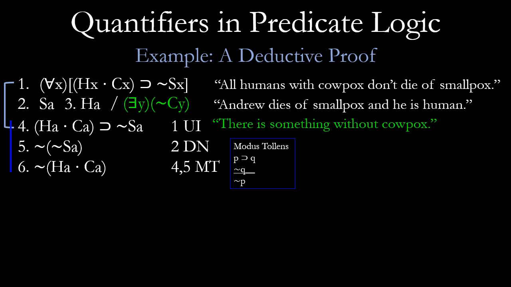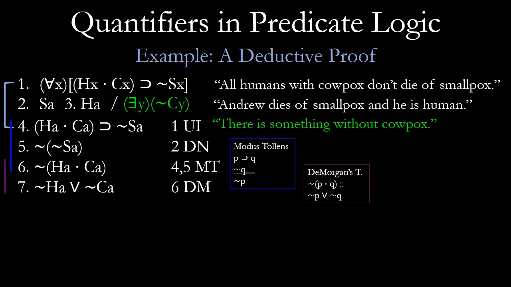Here's a reminder of what modus tollens is: P implies Q, not Q, therefore not P. Now from statement 6, I can use De Morgan's theorem. It's not the case that Andrew is a human and Andrew has cowpox. Well, from that, I can say either Andrew is not a human or Andrew doesn't have cowpox, one or the other. Now, they could be both, but we can say Andrew is not human or Andrew does not have cowpox. Well, that's De Morgan's theorem.